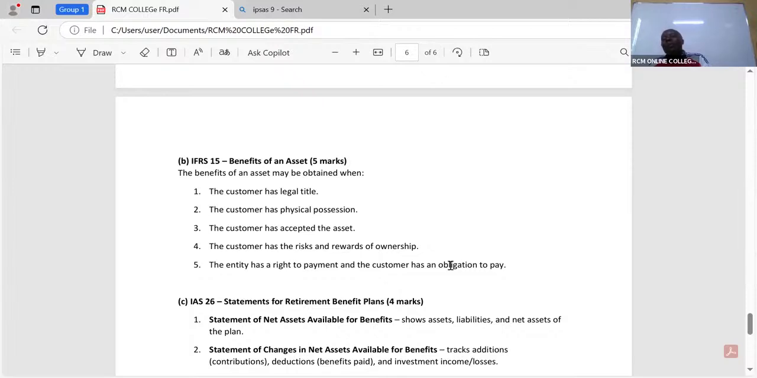You may not be able to remember everything, ladies and gentlemen. Remember the benefits of an asset. You can only talk of you having this asset. This asset is yours if you have a contract, if you have possession.